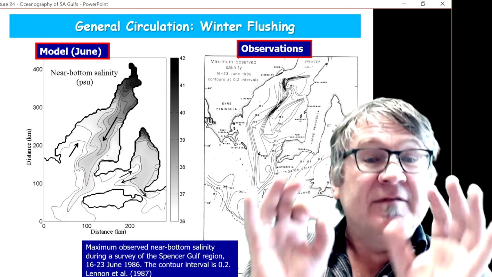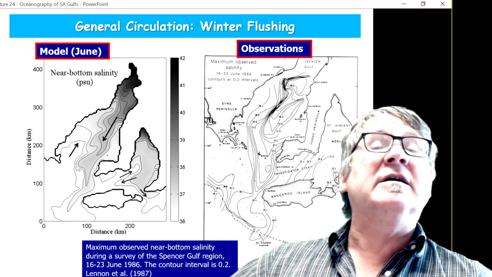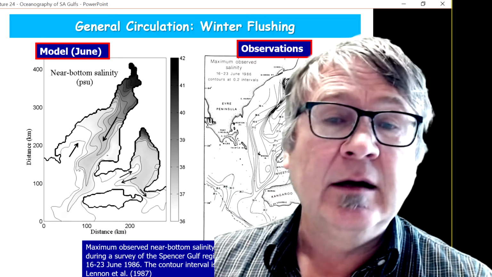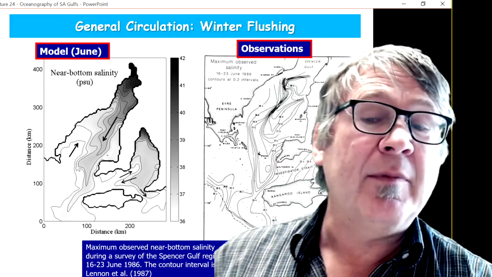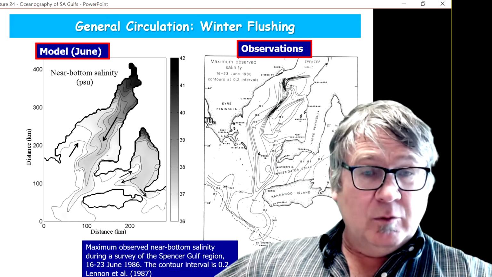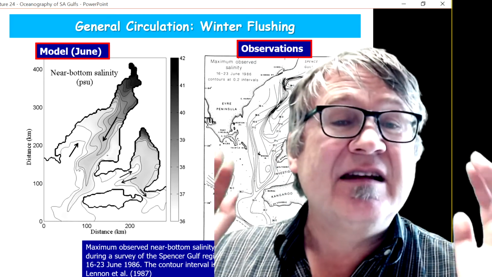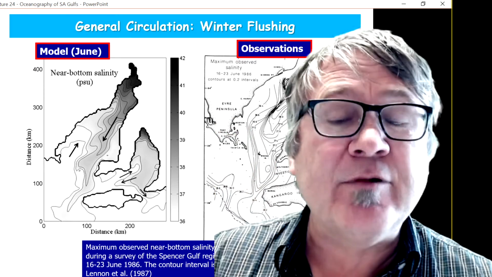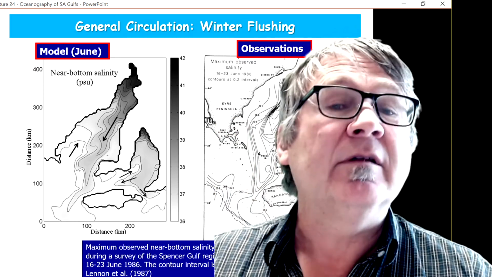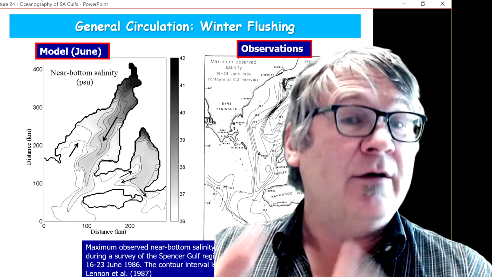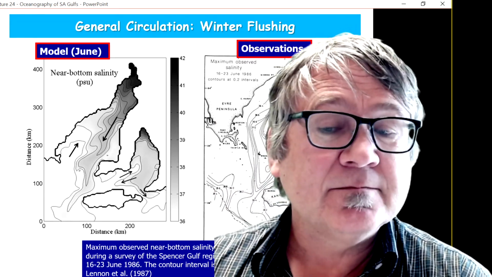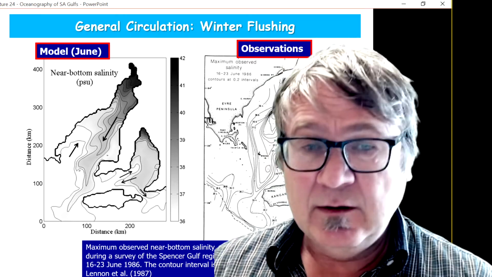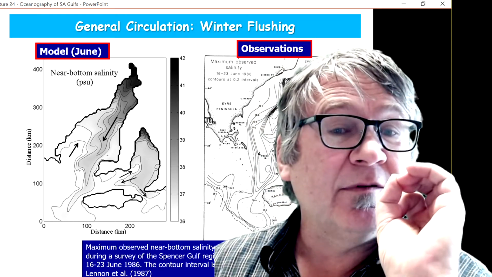And this is what happens every winter. Every winter you have a flushing period. Water flowing out, water coming in. However, the water that comes in does not reach the upper reaches of the Gulf. Otherwise, salinity would be lower in these. All right, so this is what happens during winter.